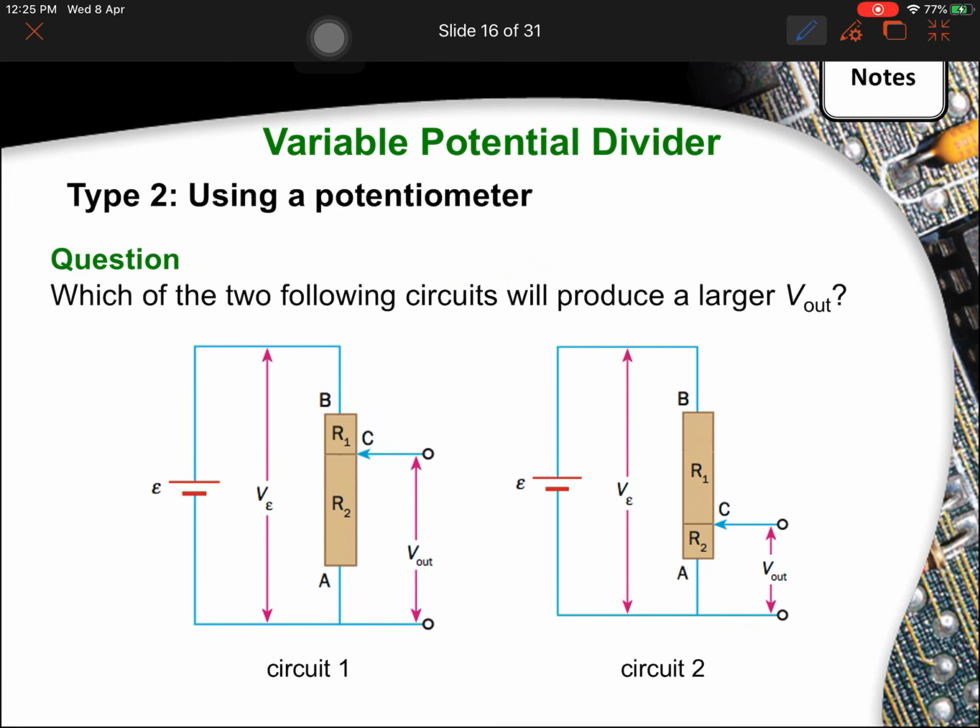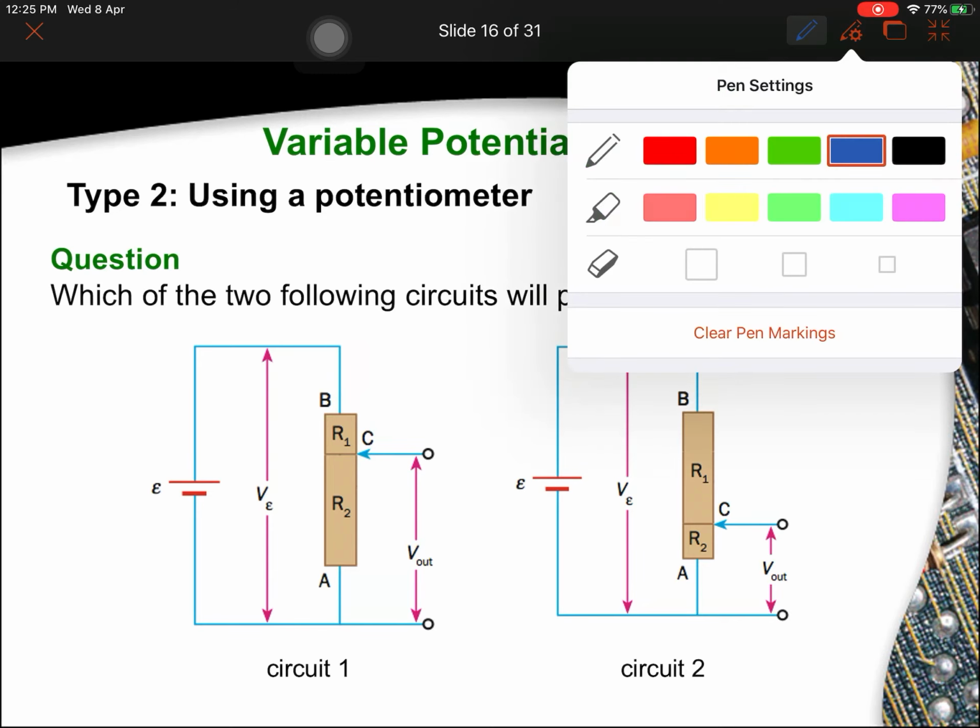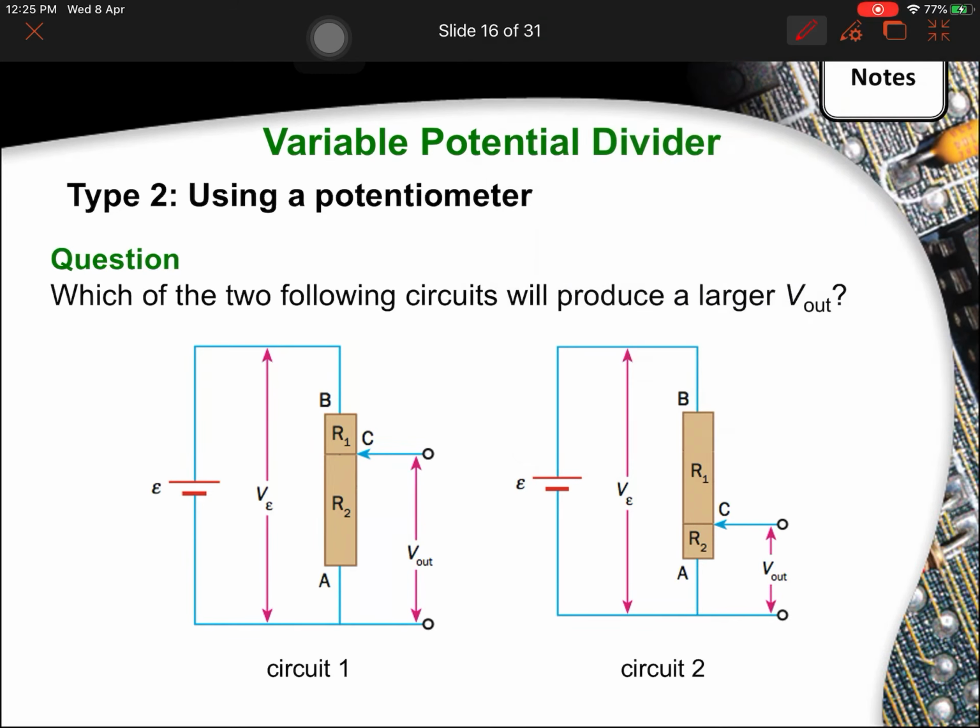So based on that, which of the following two circuits will produce a larger V out? Pause here and think about it. The answer would be circuit 1. Do you get that? Why is that so? Because when your resistance here is larger, it means that your potential difference across that resistance will be larger.